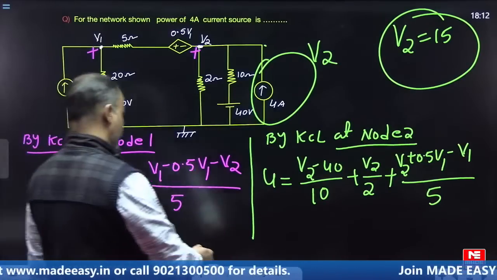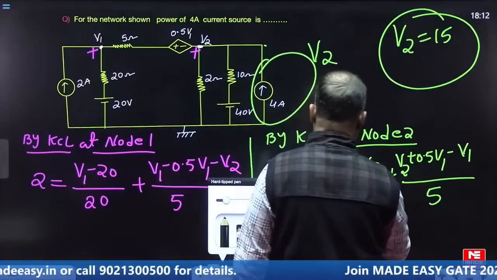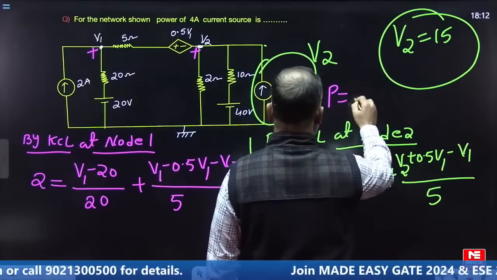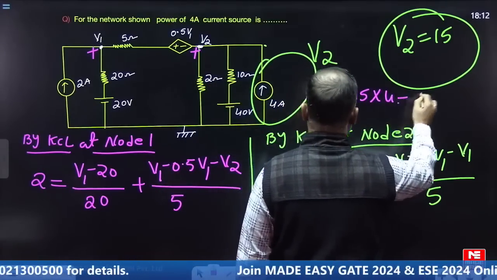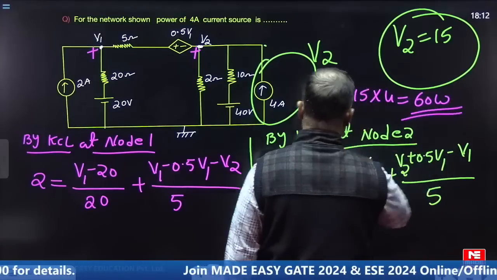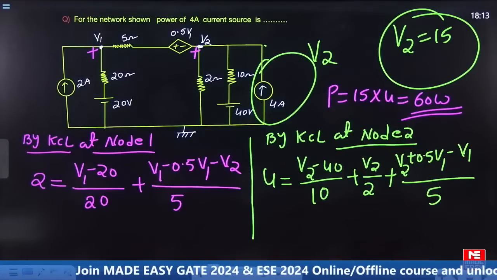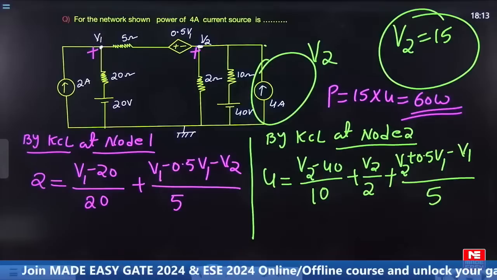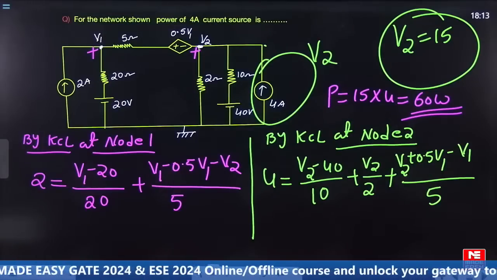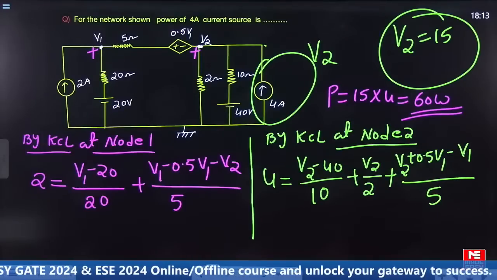Okay, here V2 is 15. If V2 is 15, then the required power is 15 into 4, which is 60 watts. Same, right? Very good dear students, very good.